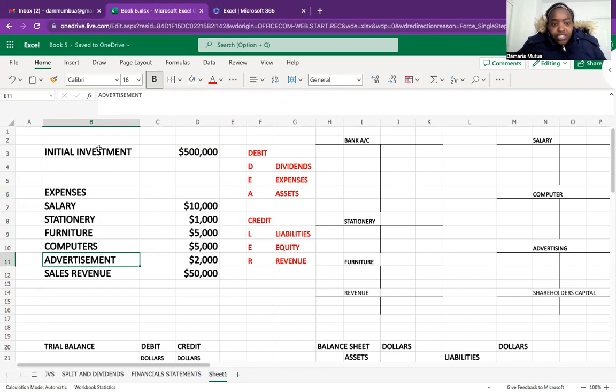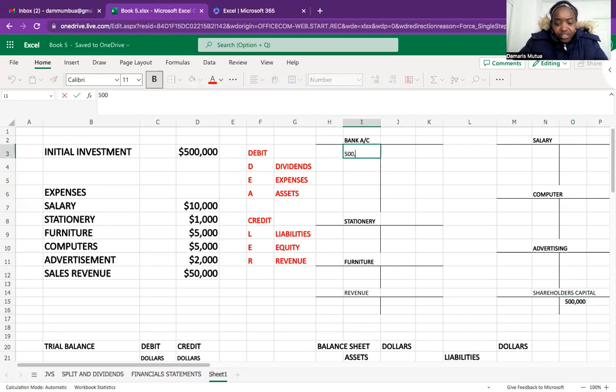So the first transaction, we need to post our initial investment. This is the money we are receiving from the stakeholders, the owners of the organization. In the T account, this is equity. Equity we credit, so this goes to the credit side: 500,000 on the credit. And when we receive money from shareholders, the contra account is the bank. This money is going to our bank, so 500,000 to our bank account.